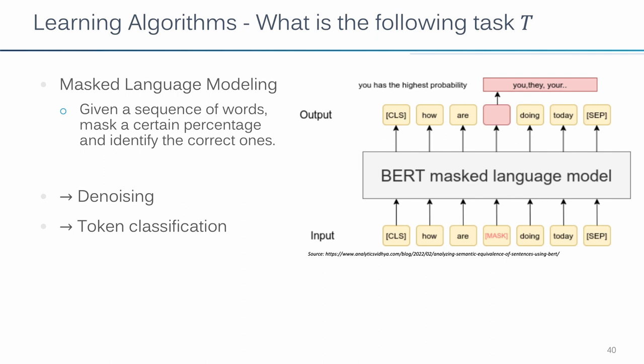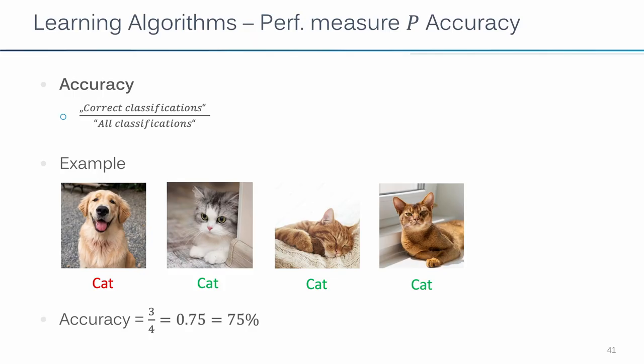Anyone has any idea what this task is from the ones we've seen before? Just raise your arm if you know it. Okay, this is a denoising task because we're corrupting the sequence with this mask token. And then we're reconstructing the sequence using one word. And it's also classification because we have a limited number of tokens here that we want to classify from. So it's a combination of these two.